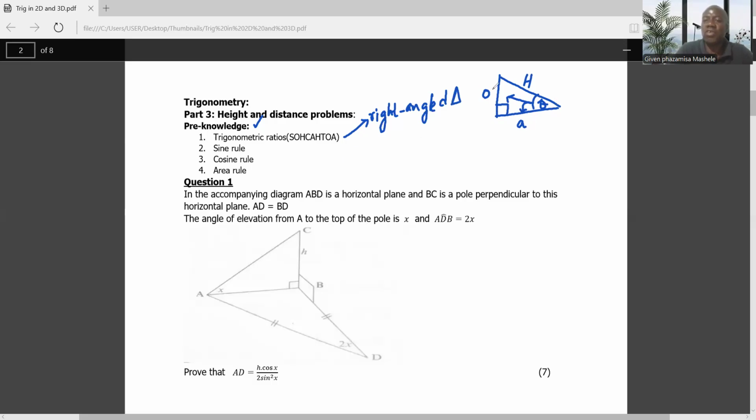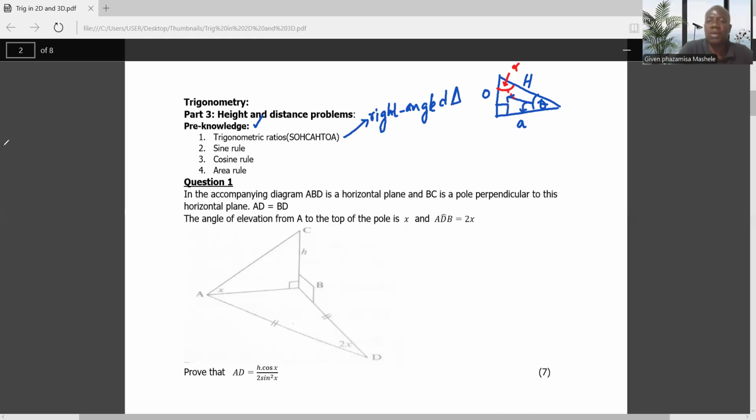Remember, the issue of opposite and adjacent depends on the angle. So if we change the angle now, let's use this one, and call this alpha. You see that for this angle, the opposite will be the adjacent of theta. So the opposite and the adjacent depend on the angle, but the hypotenuse is always the same.